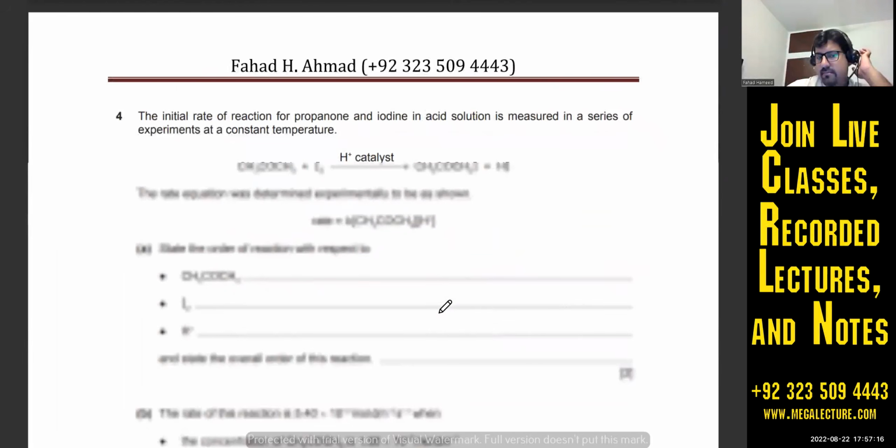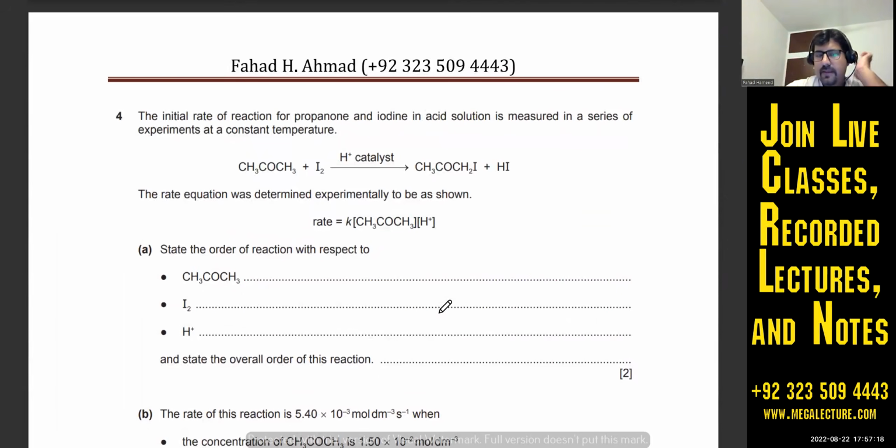Now, next one, very easy. State the order of the reaction. They give you a rate equation for this reaction. You've got three things: H plus, I2, and this thing. It clearly states that if there's nothing written, that's power 1. H plus is 1. And I2 is missing, so I2 must be order 0. That's why it's missing from the rate equation. So this is 0, this is 1 and this is 1.